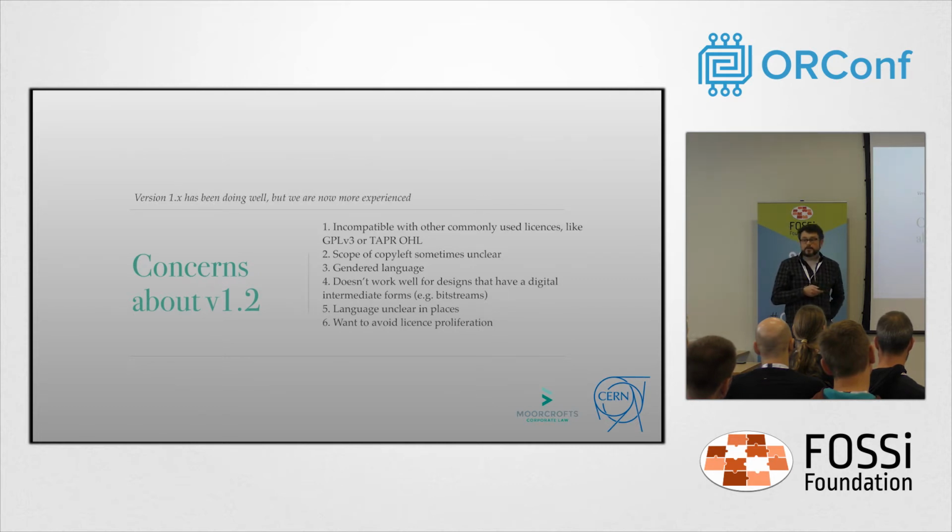The scope of the copyleft is sometimes a bit unclear under version 1.2, so we've tried to address that as well. It's got some slightly unfortunate gendered language in it at the moment, so we've removed that. It doesn't work too well for designs that have digital intermediate forms. So if you're looking at any sort of design that you're feeding through a tool chain, as it comes out of one tool and gets fed into the next one, there'll be some form of intermediate form there. And it wasn't clear how that was dealt with from a licensing perspective, so we've cleared that up as well. We've just generally tidied up the language.